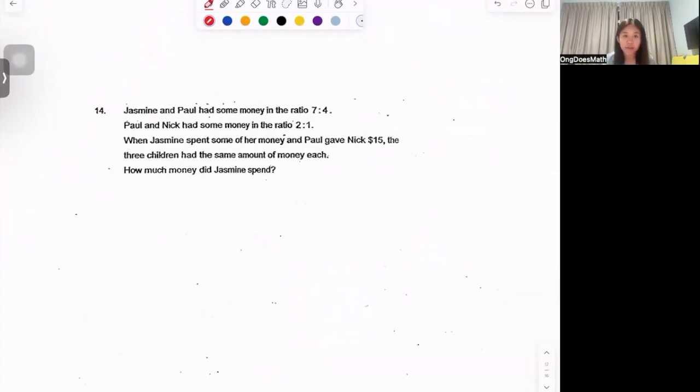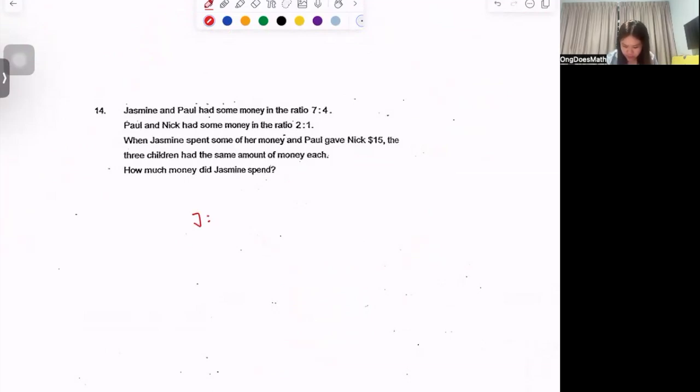Jasmine and Paul had some money in the ratio 7:4. Paul and Nick had some money in the ratio 2:1. When Jasmine spent some of her money and Paul gave Nick $15, the three children had the same amount of money each. How much money did Jasmine spend? So we got some ratio, but we also got three characters.